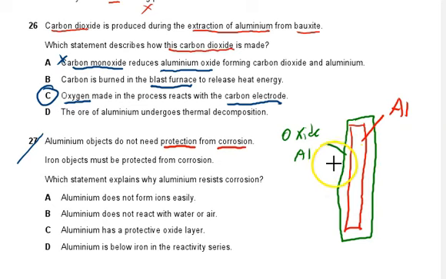Okay, so this is the main reason why it is not reactive, even though it has a high position in the electrochemical series. So now look at here, an iron object must be protected from corrosion. Which statement explains why aluminium resists corrosion? It is because it forms its own oxide layer. So C is your best answer over here. Okay, so now let us move on with the next question.